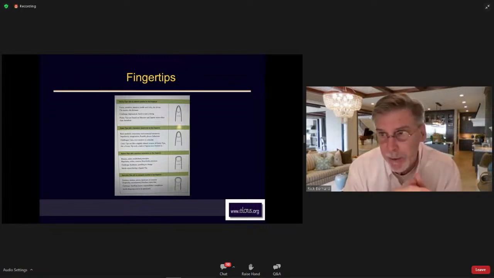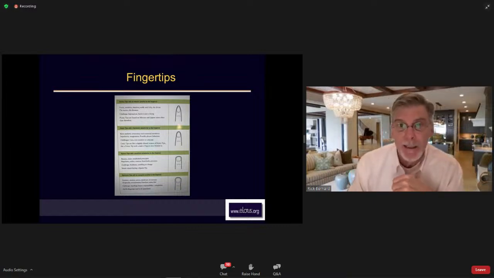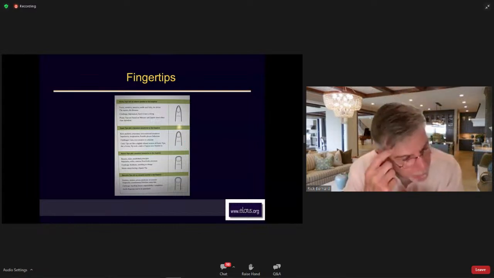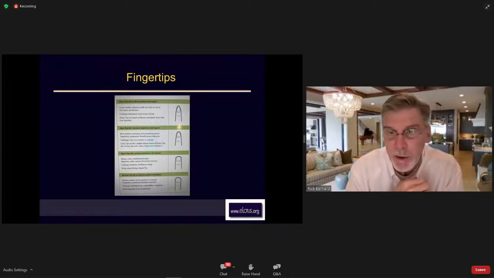Okay, and I'm going to show you some prints and show you what they look like. The second one is the conic print. You can see it's a rounded print, not as pointy, and we'll show some examples of it. Conic tips are emotional, more people-pleasing, easygoing, impulsive.